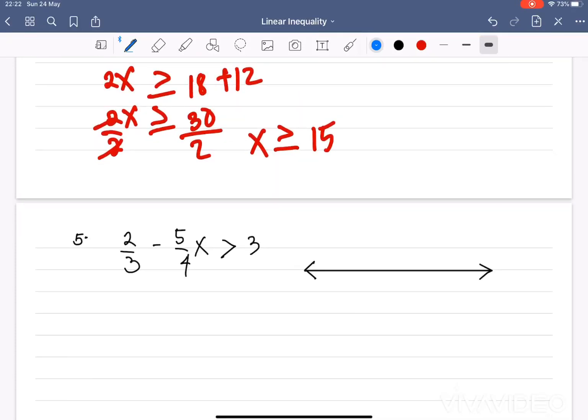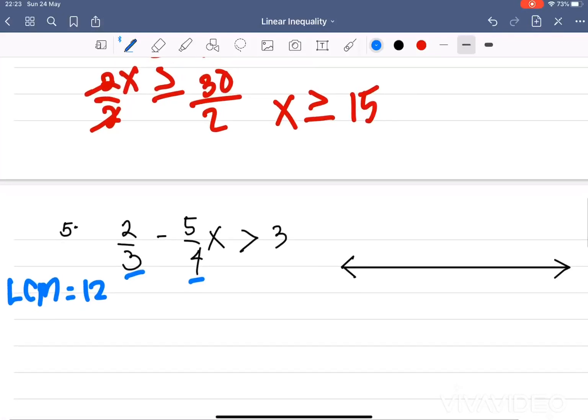Number 4. As you can see, in number 5, we have 2 numbers here as our denominator. So we have 3 and we have 4. So what I'm going to do here is get the LCM of 3 and 4, which is equal to 12. And what will happen now is I'm going to multiply every term by 12.